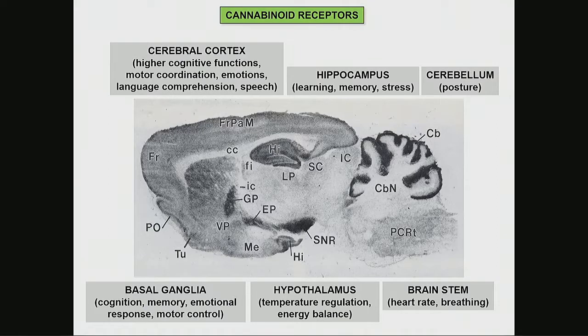For example, we have a lot of receptors also in the hypothalamus, which is this region here. This is the part of the brain that controls our body temperature. That's why when we use cannabis, our temperature drops. It also controls energy balance, and that's one of the reasons why when we use cannabis, we get hungry.